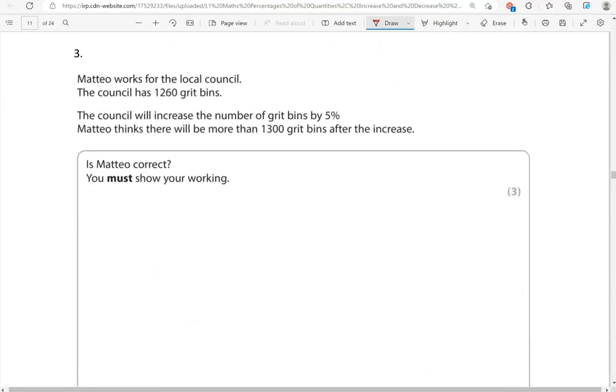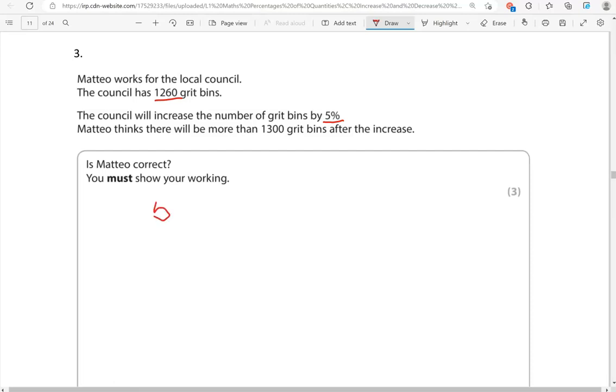Matteo works for the local council. The council has 1,260 grit bins. The council will increase the number of grit bins by 5%. Matteo thinks there will be more than 1,300 grit bins after the increase. Is Matteo correct? You must show your working.